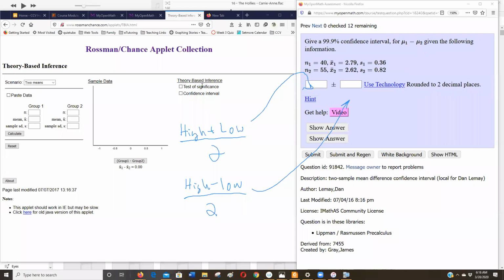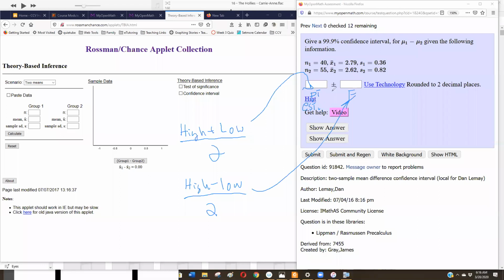Okay, so for this question, I'm seeing two samples. I'm seeing two means. I see I've got to do a confidence interval. I also see that they've written this question in the form: here's the point estimate, and here's the margin of error.